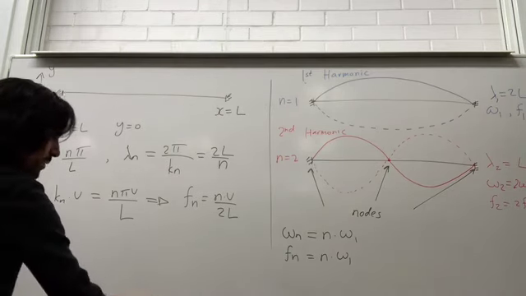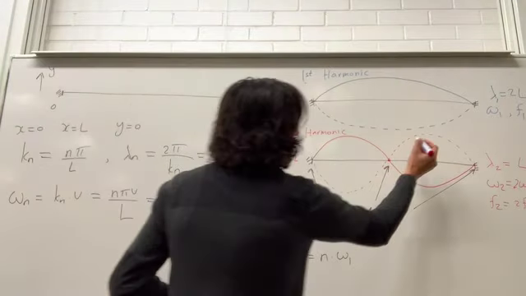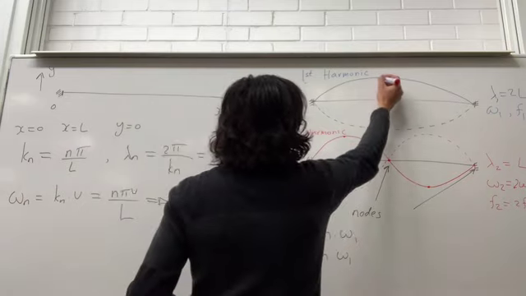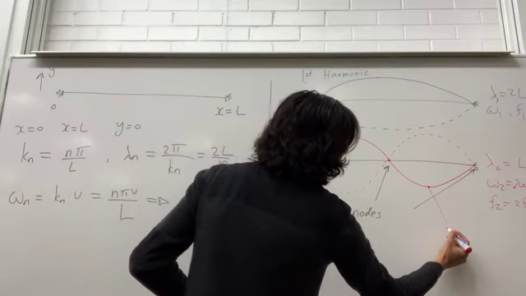And by the way, this point here, at the maxima and the minima here, and also here, these would be the antinodes.